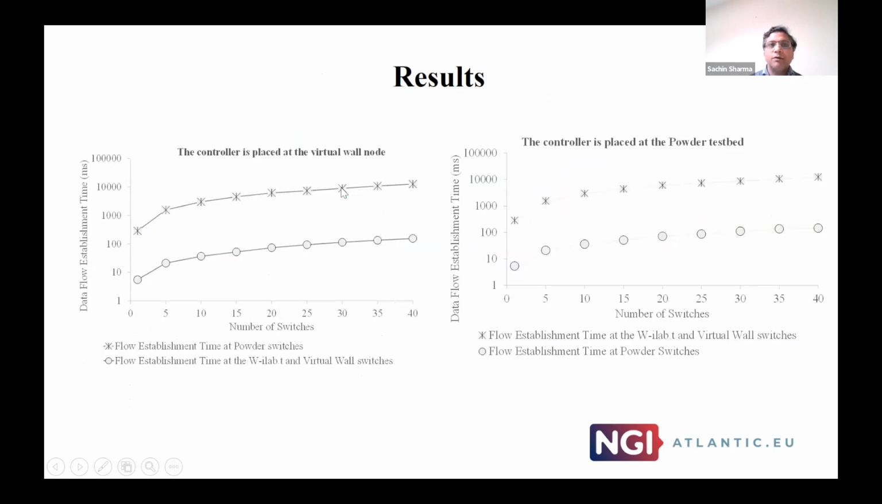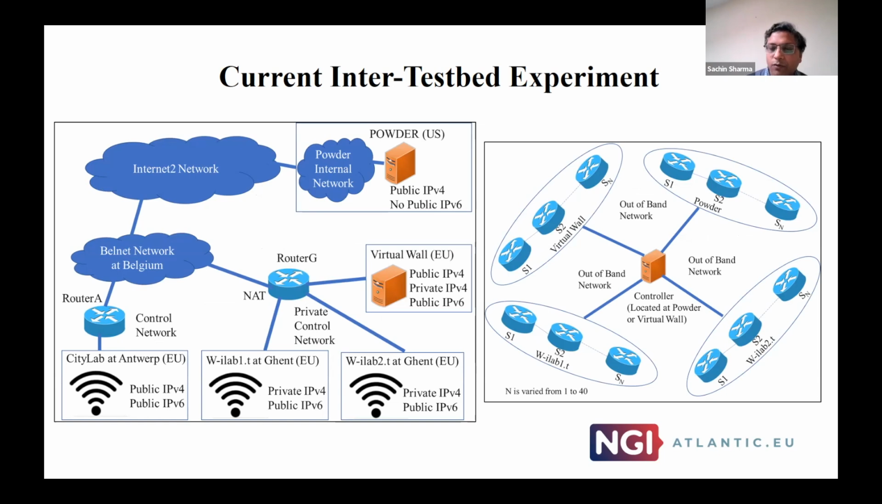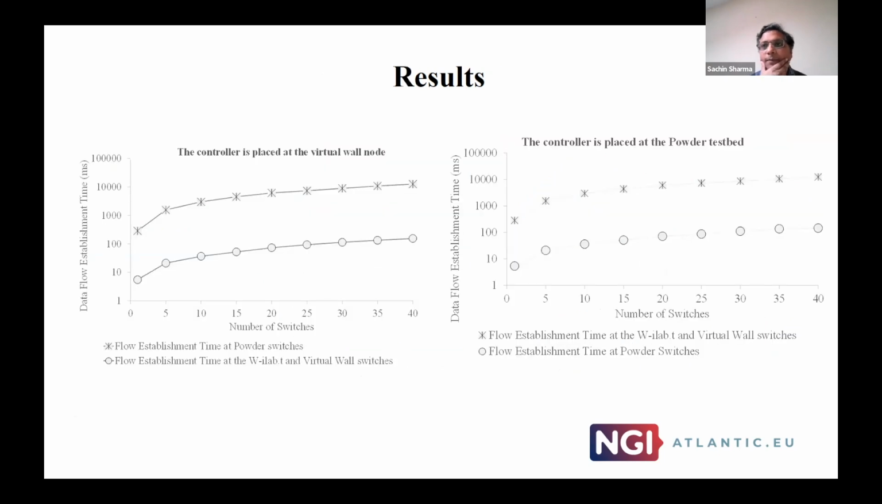One of the results is related to data flow establishment time. We saw that when the controller is placed far away, naturally it takes more time to establish the connection, so the performance degrades. That's what we found, because the US testbed was far away. So it took a little bit longer in different testbed settings.